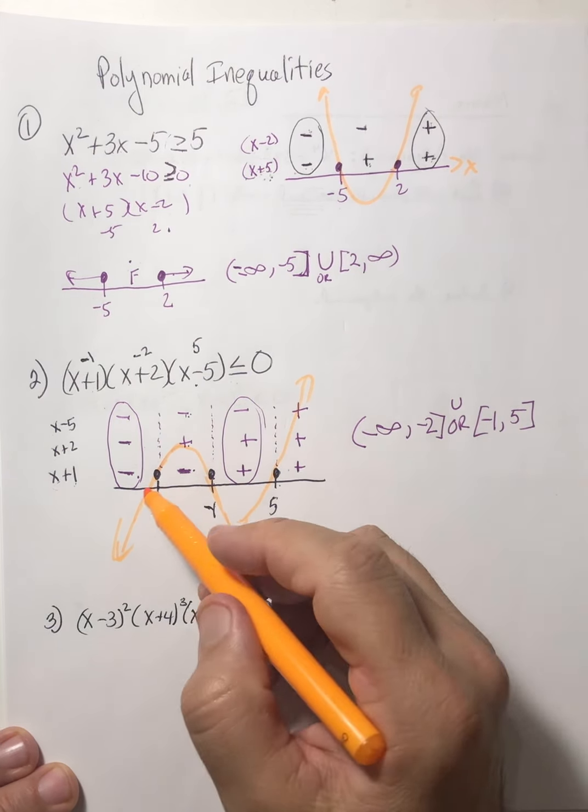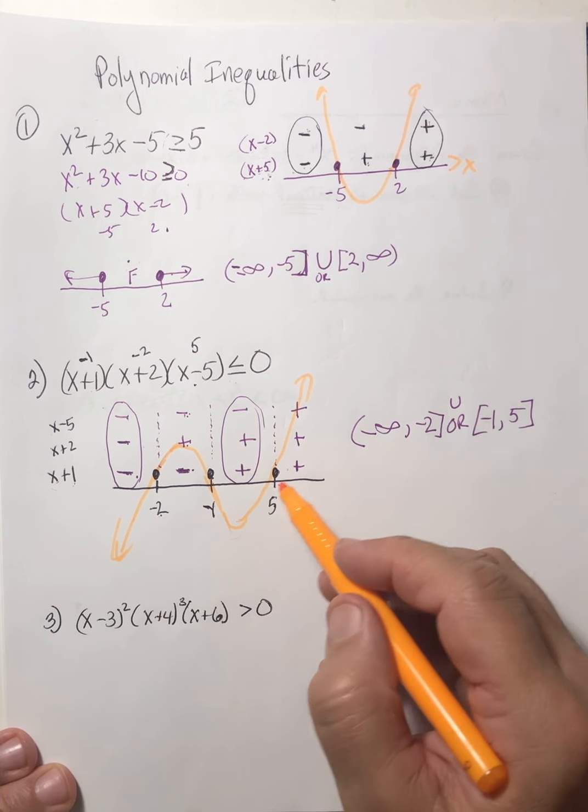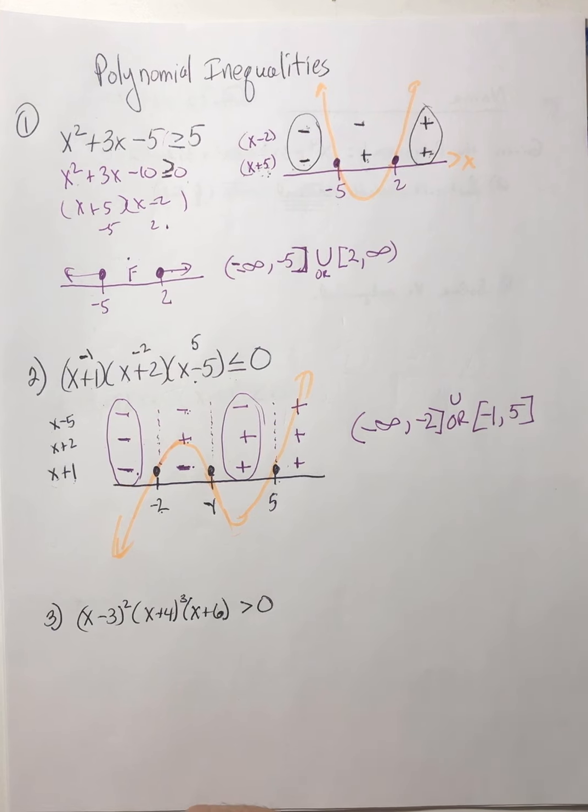Okay, there you go. The function is negative. The function's positive. The function's negative. The function's positive. That's it. That's what the inequalities mean.